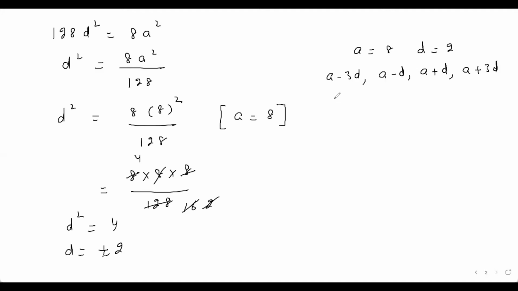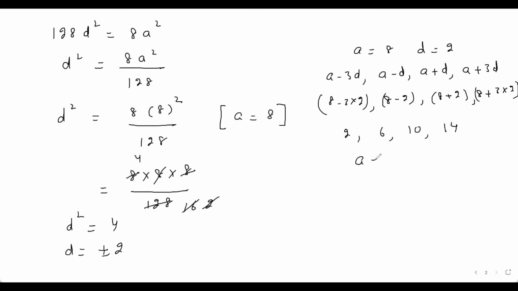substitute these values here. You will have 8 minus 3 into 2, 8 minus 2, 8 plus 2, 8 plus 3 into 2. You will have 2, 6, 10, and 14.